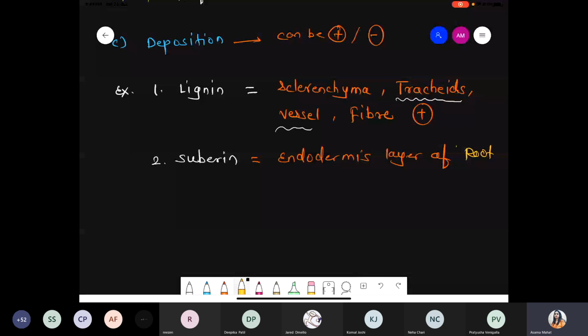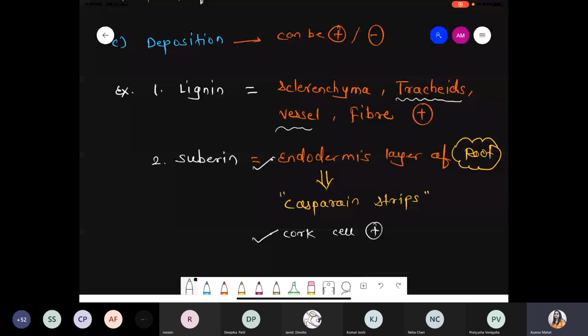Yes, Pratyusha. And this layer is simply called the Casparian band or Casparian strip. Very simple. Okay, suberin material. Another example: suberin is also present in cork cells. So one is the endodermis of the root in the form of Casparian strips, and second, it is also present in cork cells.